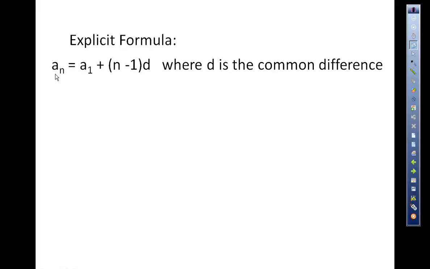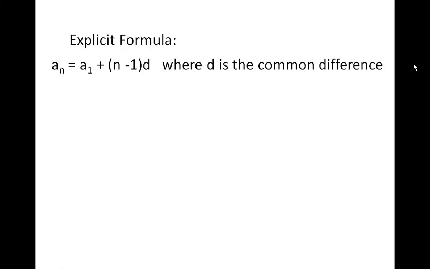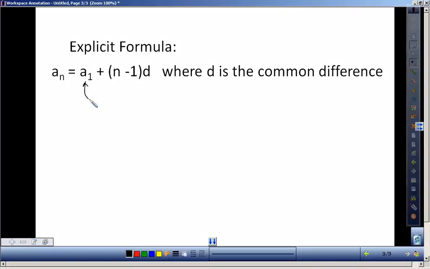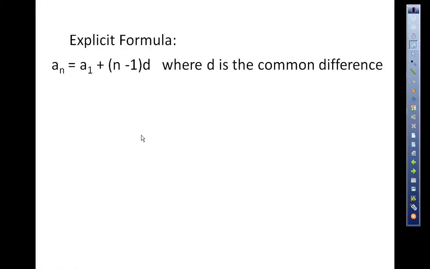The explicit formula. The next term is always equal to the first term. Don't forget, a1 does mean the first term, is equal to whichever term we're looking for, n, minus 1 times the common difference. d is still the common difference.